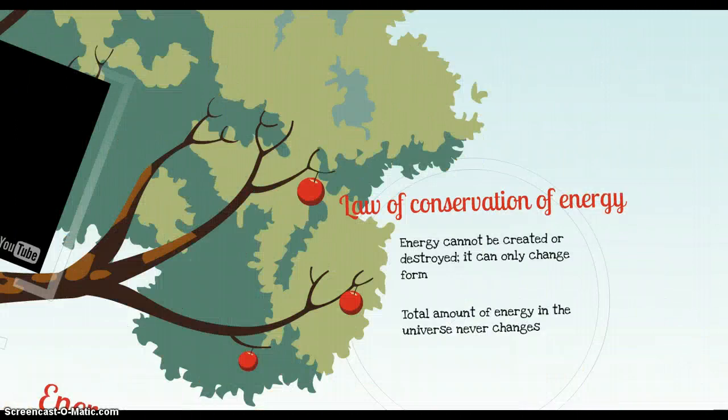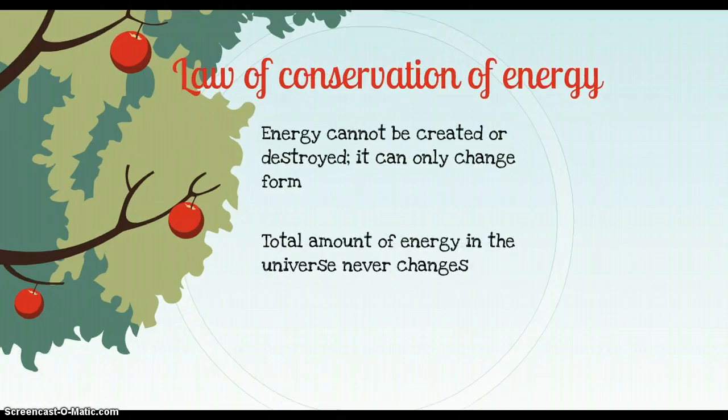All right, guys, so kind of a silly little video, but I think that really helps to demonstrate the difference there. Kinetic energy is anything that's moving or it's releasing energy. Potential energy is anything that's stored up energy or it's not moving. And this all comes back to that law of conservation of energy as we're transferring back and forth. Energy cannot be created or destroyed. It can only change form. And the total amount of energy in the universe never changes.